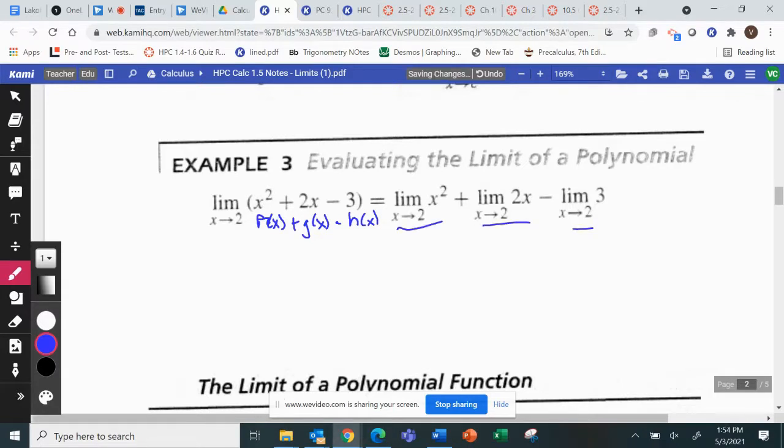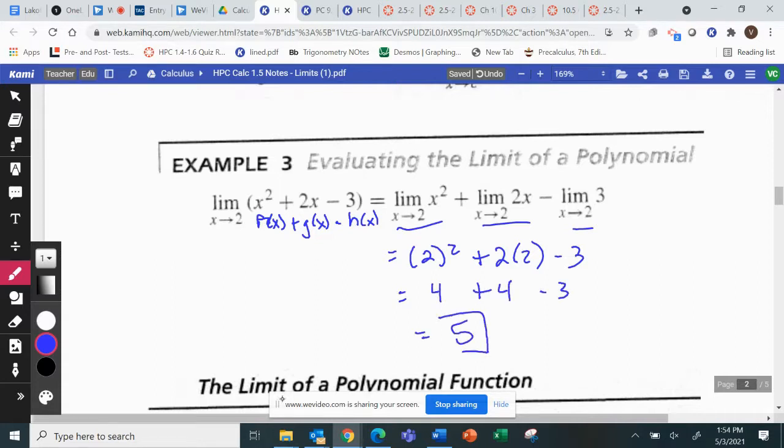That's really just going to look like I'm literally plugging in 2 for each x. So we're going to get 4 plus 4 minus 3, which is 5. And that's the answer to the limit of that function. That's direct substitution. Literally plug it in and see what you get. Okay. Should seem like way too easy. Like this is calculus.